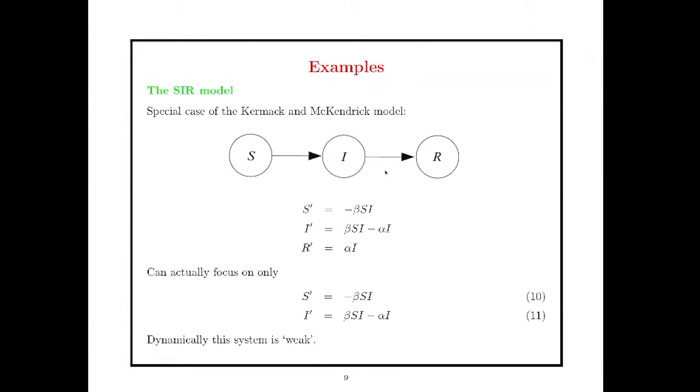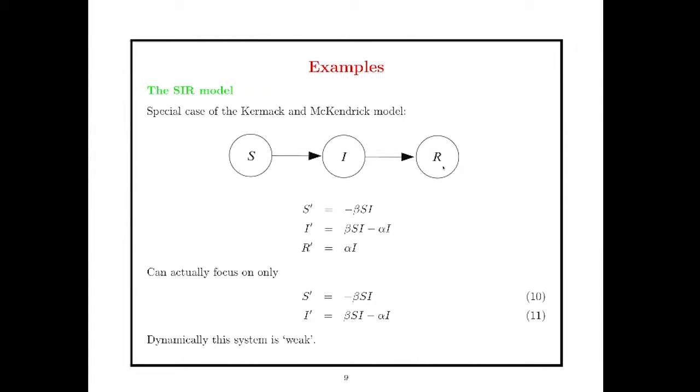Okay? And the final compartment, R, is those that have been removed from the infectious compartment, so they're no longer infectious. They've been removed either because they're now immune to the disease, they've recovered and they're immune, or they have died, so in some sense, they've been removed from the system.